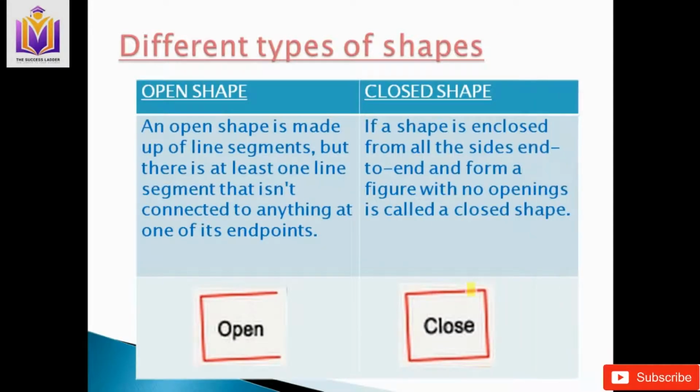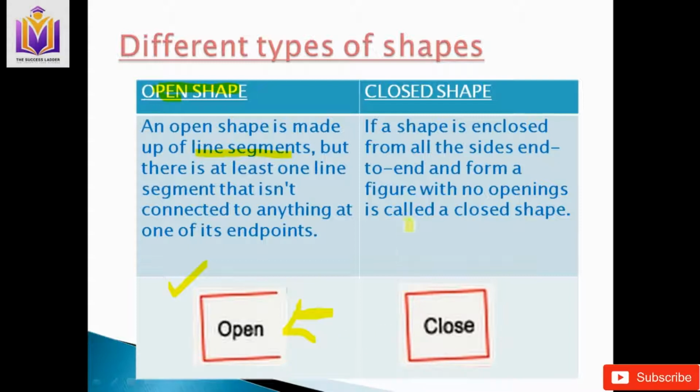So we have different types of shapes. The first one is open shape. So what is open shape? An open shape is made up of line segments, but there is at least one line segment that isn't connected to anything at one of its endpoints. For example, here we have one shape below. This is an example of open shape. Here the shape has one outline or one line segment that is not connected completely. That means the shape is open from one side. For example, this shape is open from this side.